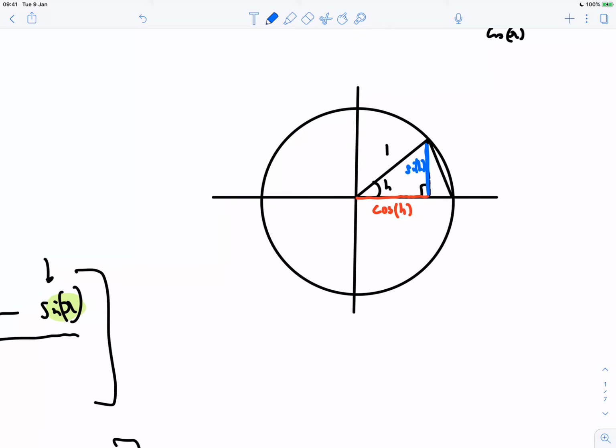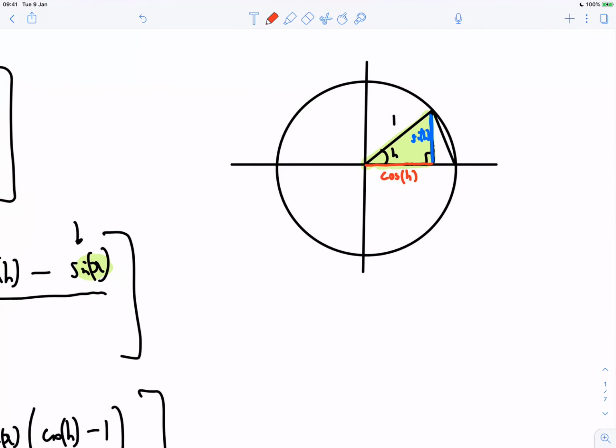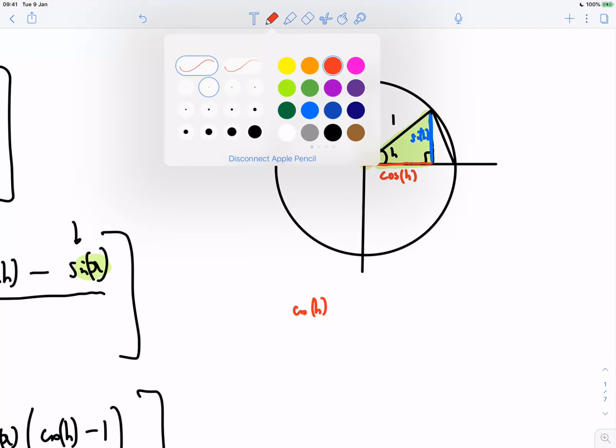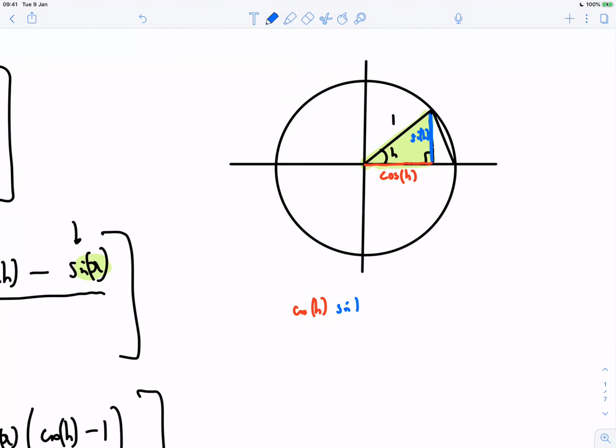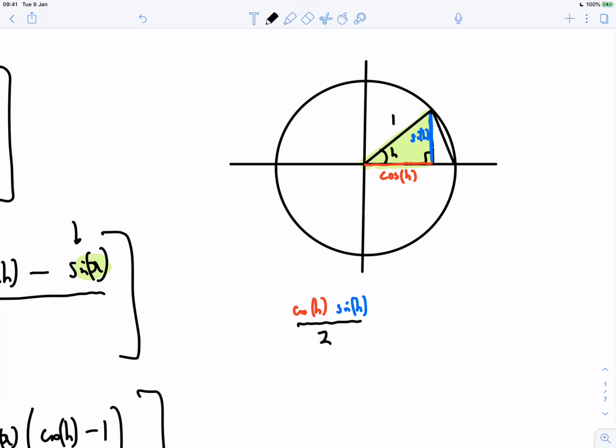Okay, now there's a couple of shapes I want you to consider. First of all, if we consider this triangle, this green triangle here, what is the area of that triangle? Well, the area of that triangle is a half of base times height. So it's cosine of h times by sine of h, and this is all over 2. Okay, and I'm going to shade that green to remind ourselves that was the green triangle.